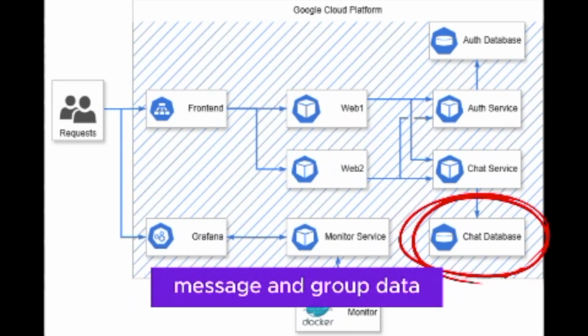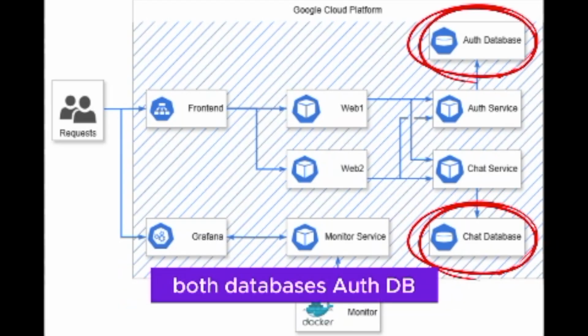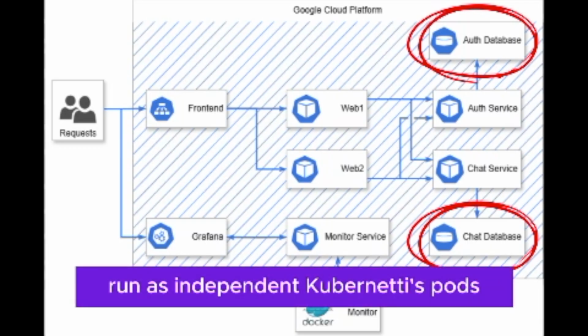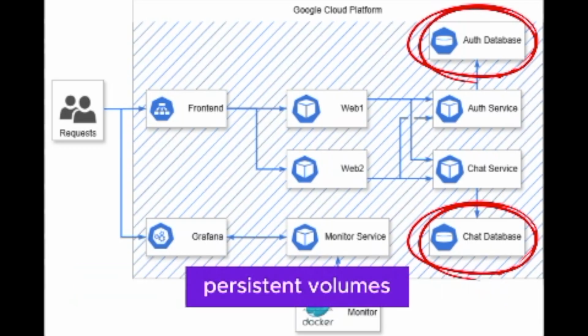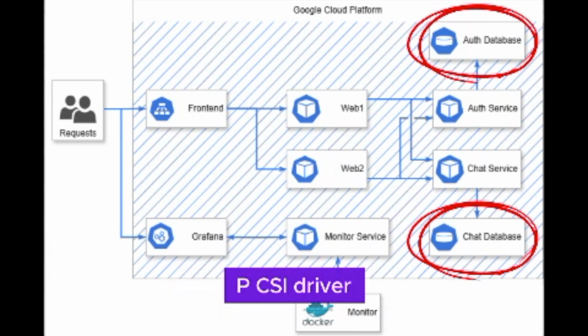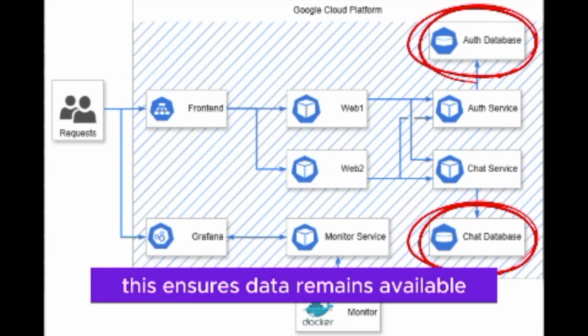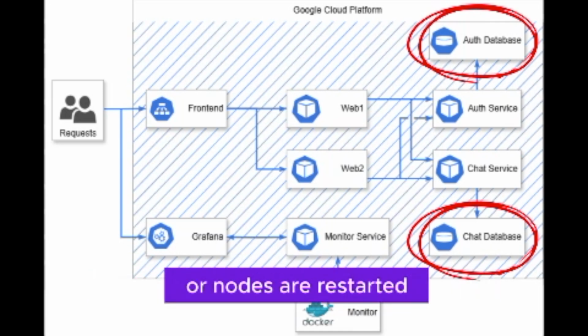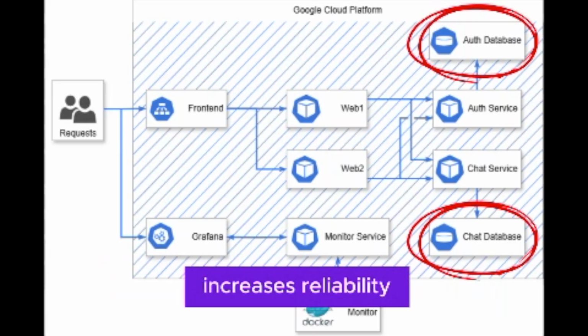message and group data. Both databases, AuthDB and ChatDB, run as independent Kubernetes pods and are backed by persistent volumes provisioned via the GCPCSI driver. This ensures data remains available even if the pods or nodes are restarted. Separating each service's storage increases reliability, simplifies maintenance, and supports independent scaling.